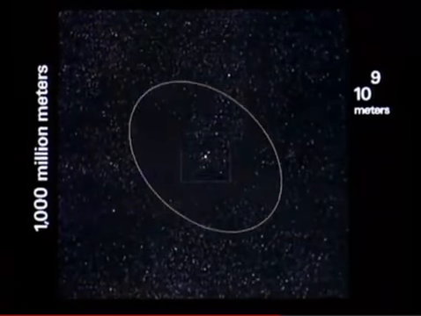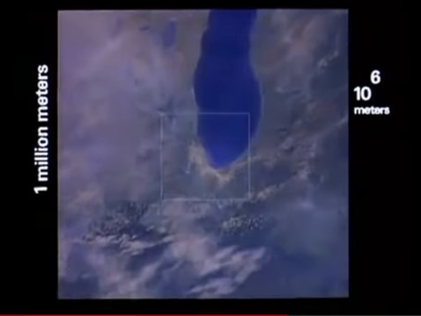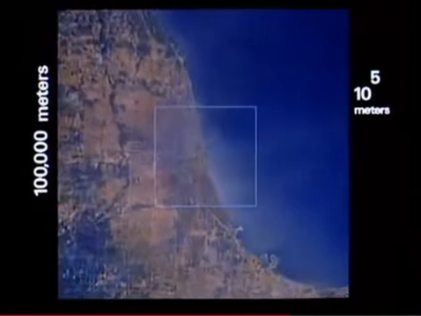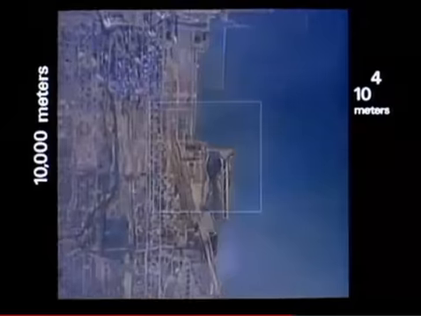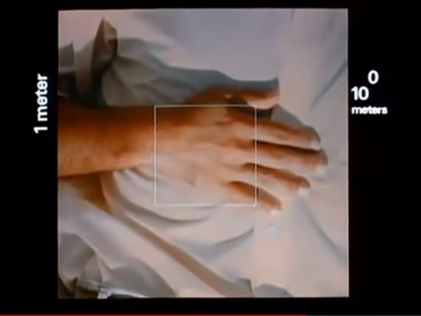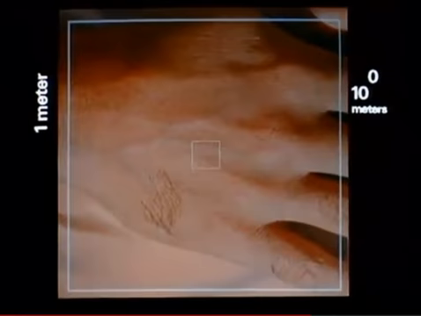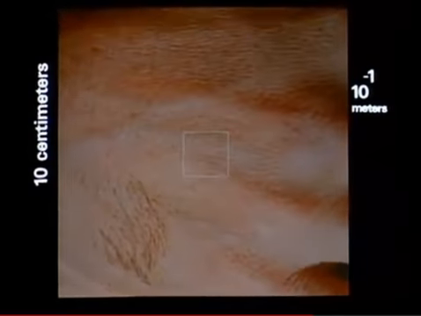10 to the 9th meters, 10 to the 8th, 7, 6, 5, 4, 3, 2, 1. We are back at our starting point. We slow up at 1 meter, 10 to the 0 power. Now we reduce the distance to our final destination by 90% every 10 seconds. Each step much smaller than the one before.